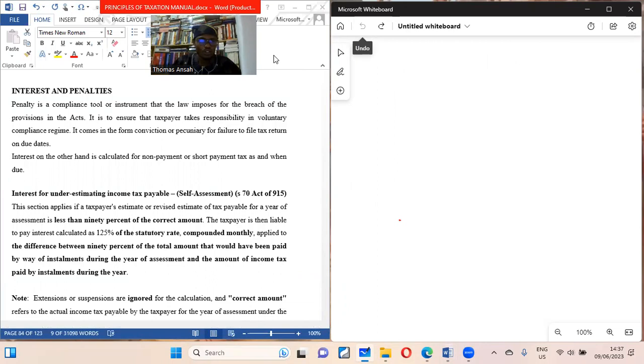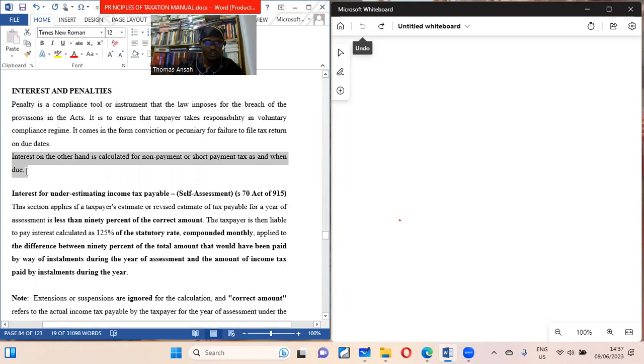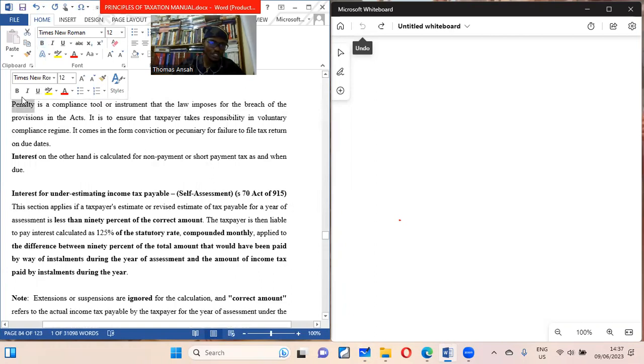So we say penalty is for compliance. If you don't file your returns and stuff, you pay penalty. But if you fail to pay an amount, you pay interest. So we are talking about non-payment or short payment. That is for the interest. Understand that. And the penalty is for what? Non-compliance of returns. So if you don't file your returns, you pay penalty. If you don't do it on time, you pay penalty. If you fail to make payment or you short pay, pay interest. And let's look at the first one. The first one is section 70.